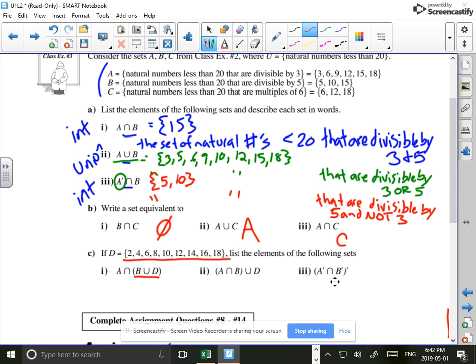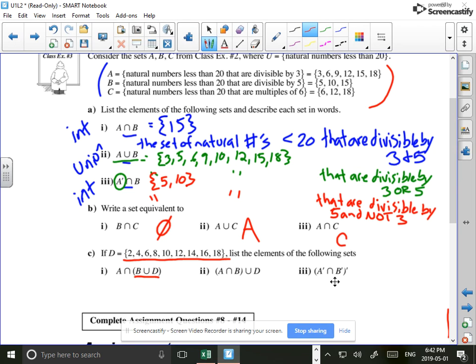Okay, last one here. So this next one, BEDMAS comes into effect. We are looking at D equals 2, 4, 6, 8, 10, 12, 14, 16, 18. And we're also looking at these ones up here. So we're looking at A intersects B, which has already had a union with D. So BEDMAS comes into effect where we need to do our brackets first.